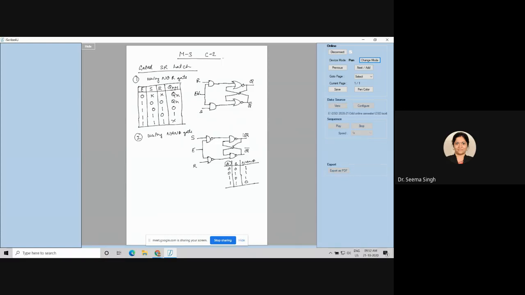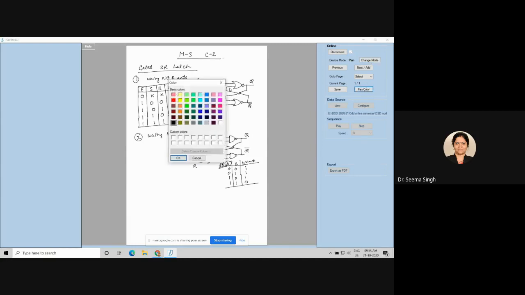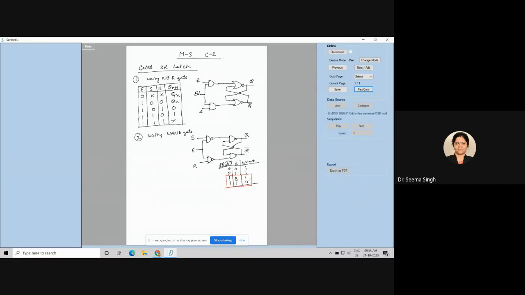If one of the inputs is taken as enable, what will happen? What will happen if enable is 0? Anyway, when enable is 0, you need not bother, but you have to see this part. Let me use another color. Now you check this. See this part. What is happening? If enable is 1, output is complement of input. That is what you wanted, na?